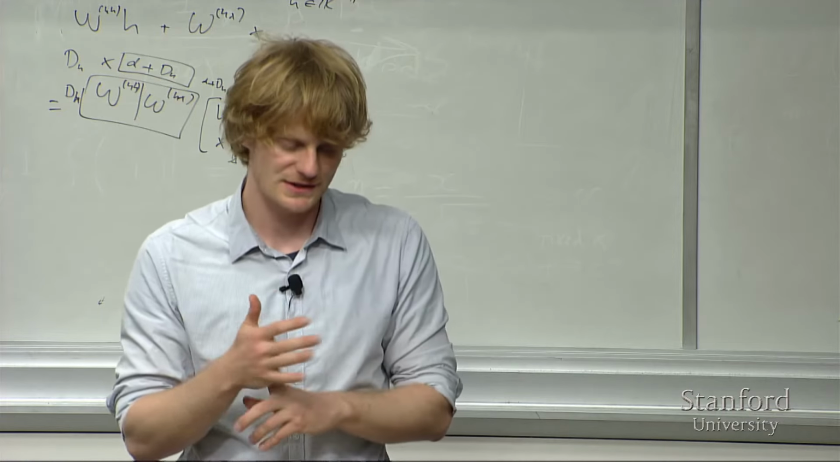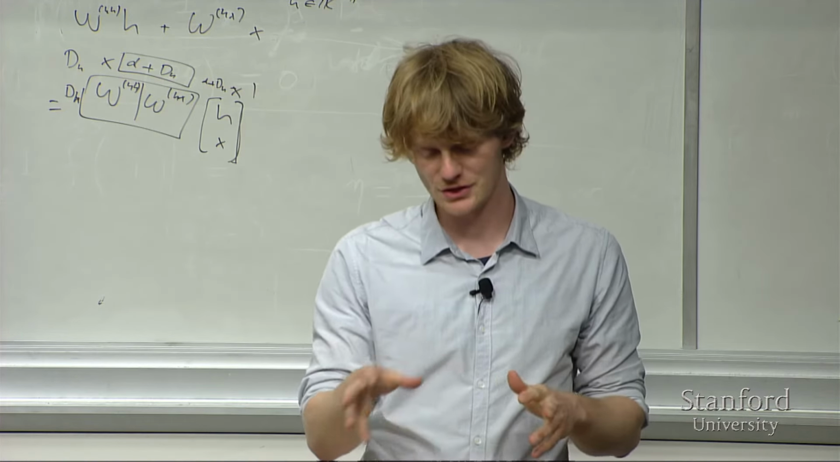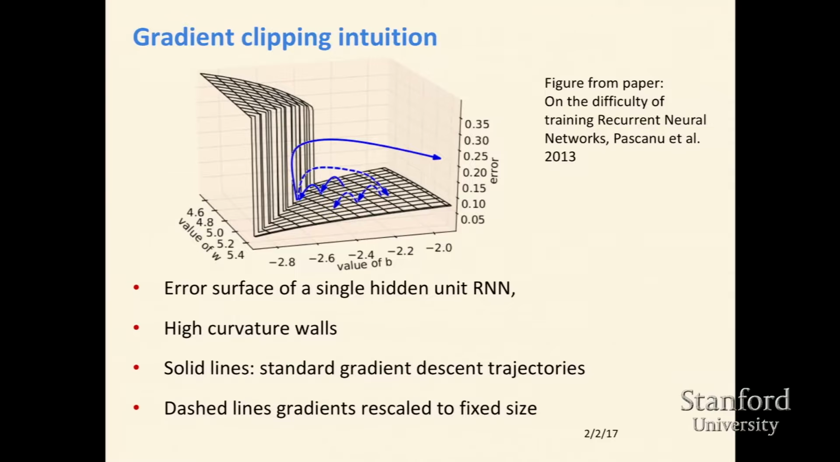So the question is, intuitively, why wouldn't such a trick work for the vanishing gradient problem, but it does work for the exploding gradient problem? Why does the reason for the vanishing not apply to the exploding gradient problem? So intuitively, this is exactly the issue here.